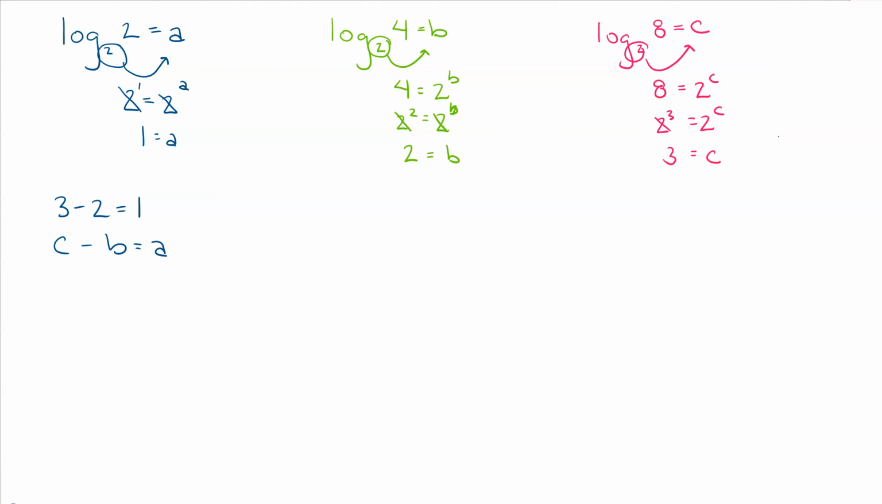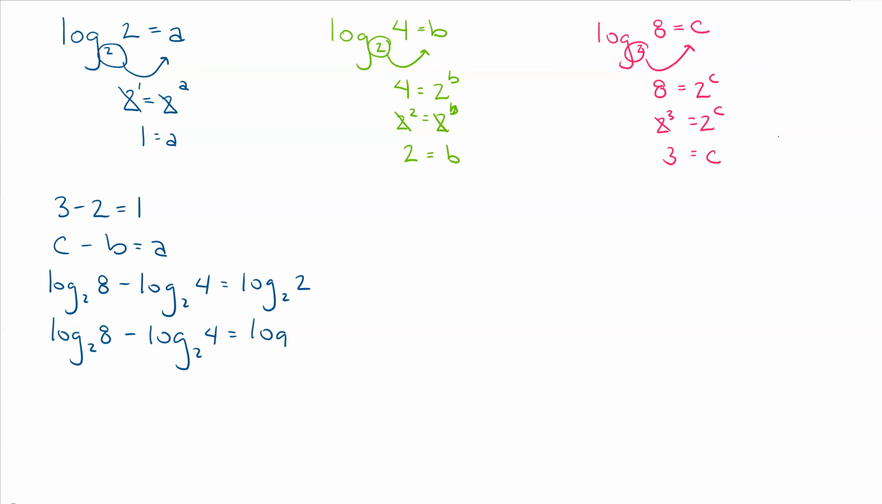Going back up to the top, we could say that's log base 2 of 8 minus log base 2 of 4 equals log base 2 of 2. And then one more time we could say log base 2 of 8 minus log base 2 of 4. Well, 2 just happens to be 8 divided by 4. Again, coincidence? I think not. It is a property that we can prove.